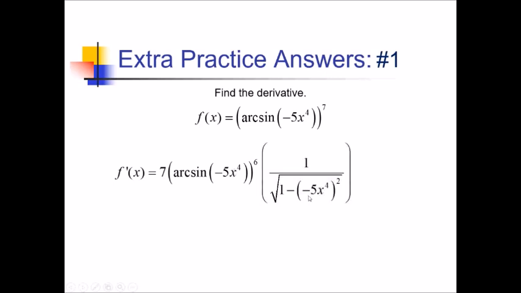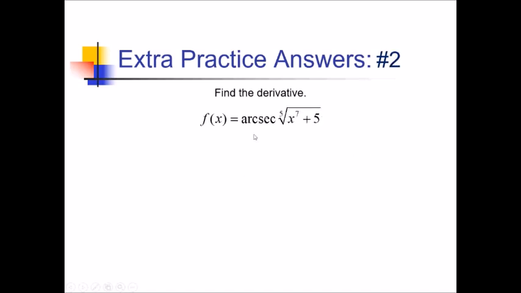So negative 5x to the 4th squared inside a square root. Finally, we take the derivative of negative 5x to the 4th. That's negative 20x to the 3rd. And then we're done. For this one, we're trying to take the derivative of this expression.